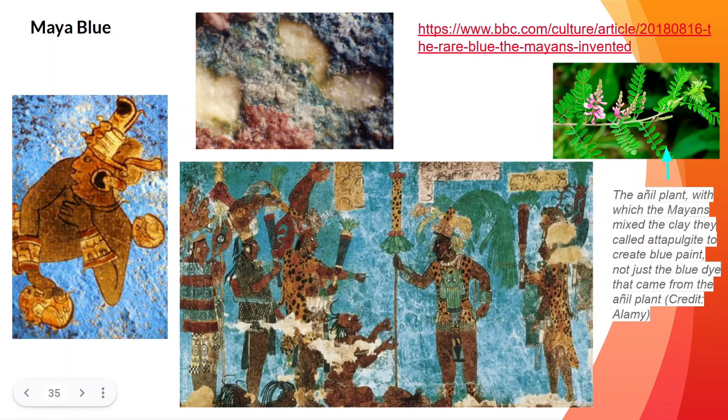Here's that Mayan blue here. So if you want to learn about Mayan blue, it comes from the anil plant, and they mix that with clay, and that would have created this blue paint. Very bright, very beautiful, intense pigmentation. Most of it lost to time.